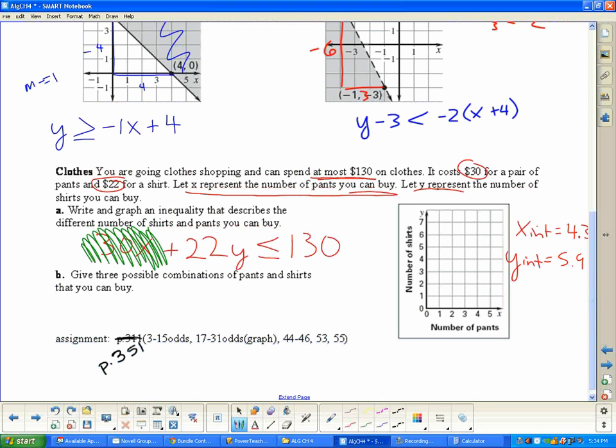Okay? And then it says, give 3 possible combinations of pants and shirts that you can buy. Well, anything within this shaded region will work. So that means anything down here, down here, down here, on the line is fine too. As long as it doesn't get above the line, it will work. So just pick 3 points. So there's one right there. That's 1 pair of pants, 3 shirts. So 1 pant, 3 shirts.